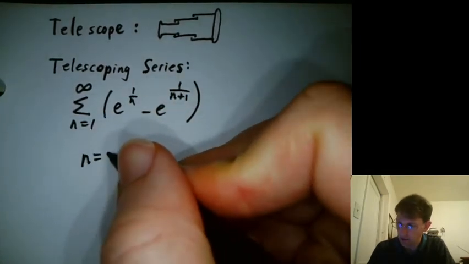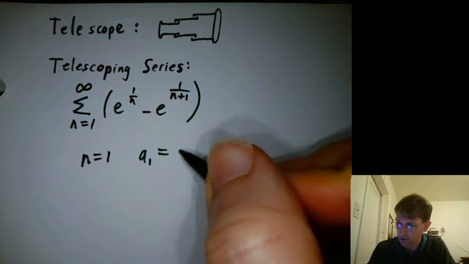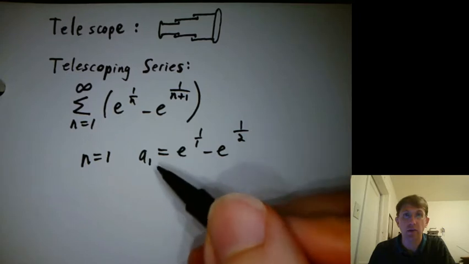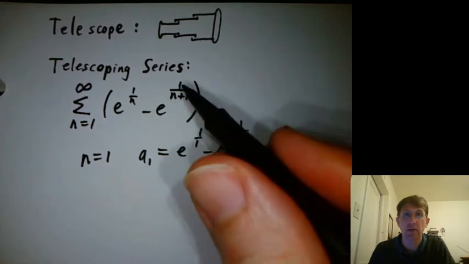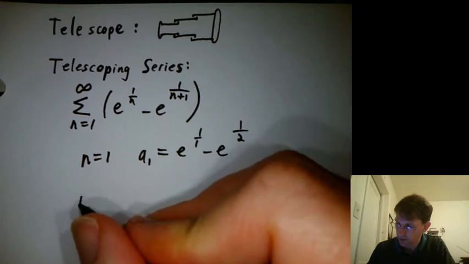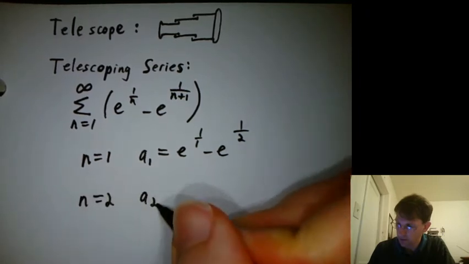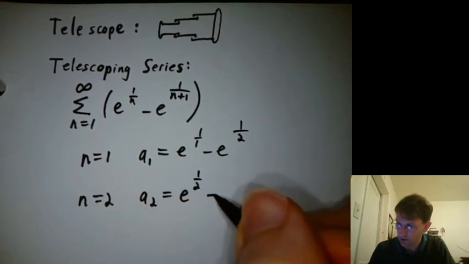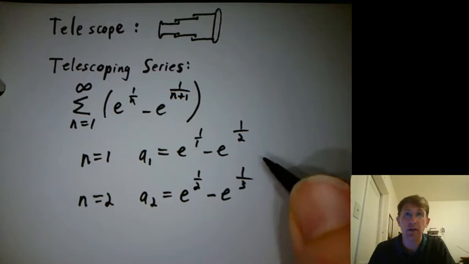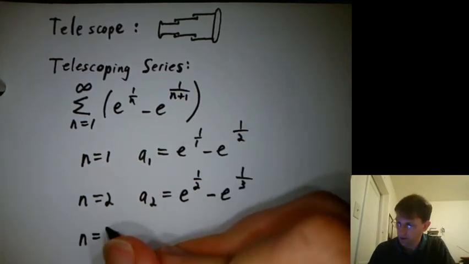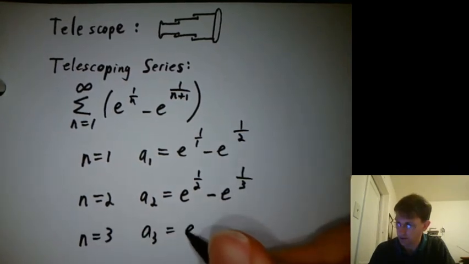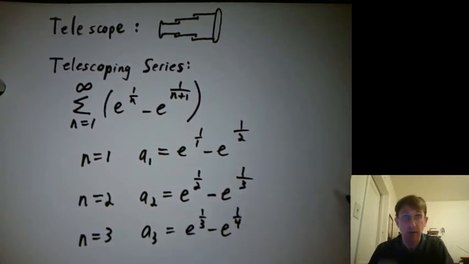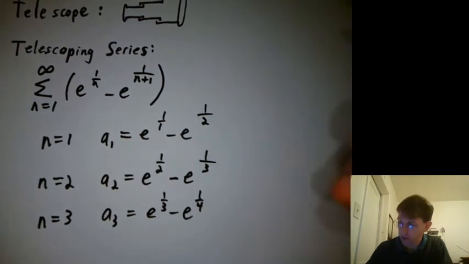What happens at n equals 1? What's a sub 1? It's e to the 1 over 1 minus e to the 1 over 2. You take the 1 from n here, plug it in there, you get 1 over 1 plus 1, which is 2. Let's think about n equals 2. What's a sub 2? It's e to the 1 over 2, minus e to the 1 over 3. And let's do n equals 3. a sub 3 is equal to e to the 1 over 3 minus e to the 1 over 4. Now let's think about the partial sums.